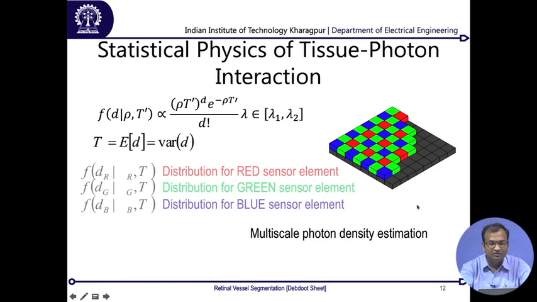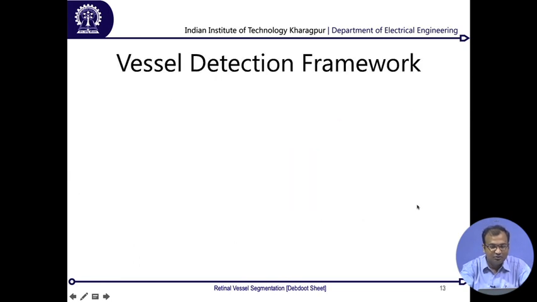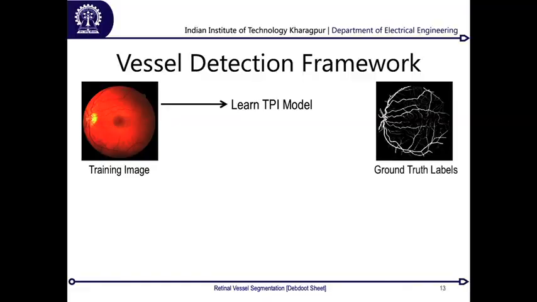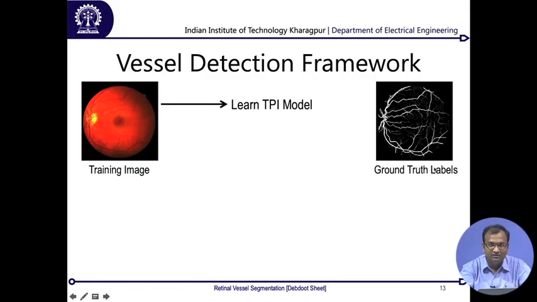From there we move to the vessel detection framework. Given a training image, what you would initially do is create this multiscale estimation framework, which is an unsupervised learning problem. You just have an estimator running, and nothing requires supervised learning there. On the other side, we have ground truth labels available to us, where all of these white pixels denote the vessels.